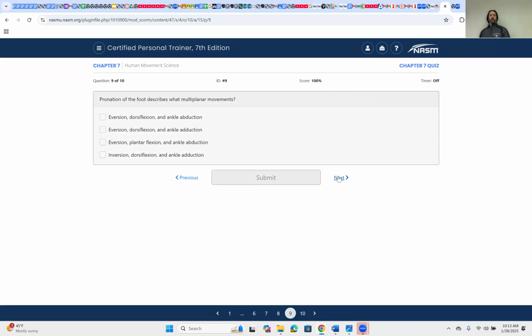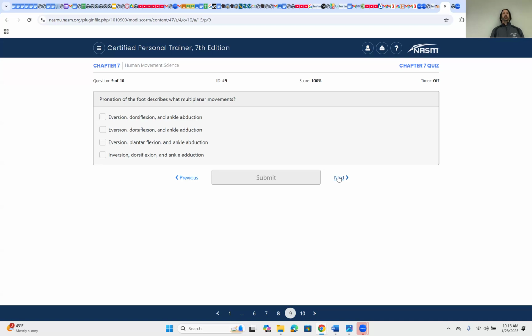Okay, let's try this one. Should be able to get this. Pronation of the foot. It's a different term. We haven't used this before with the foot, more for the forearm. Pronation of the foot describes what multiplanar movements? Let's put our heads together on this one. Eversion, dorsiflexion, and ankle abduction. Eversion, dorsiflexion, and ankle adduction. Eversion, plantar flexion, and ankle abduction. Or inversion, dorsiflexion, and ankle adduction. Pronation of the foot.